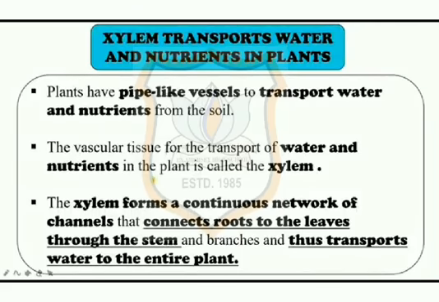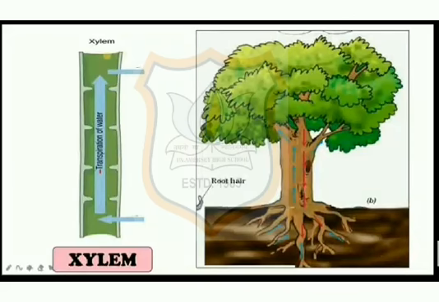Students, plants have pipe-like vessels to transport water and nutrients from the soil. The vascular tissue for the transport of water and nutrients in the plant is called the xylem. The xylem forms a continuous network of channels that connect roots to the leaves through the stem and branches, and thus transports water to the entire plant. Students, you can see in this picture the xylem transports water and the dissolved minerals upward from the roots.